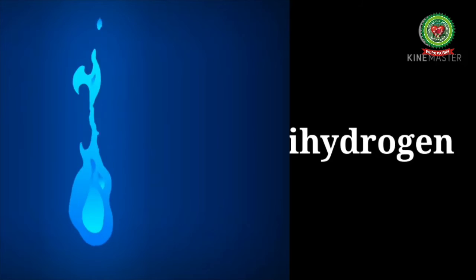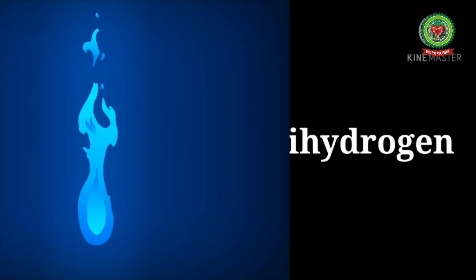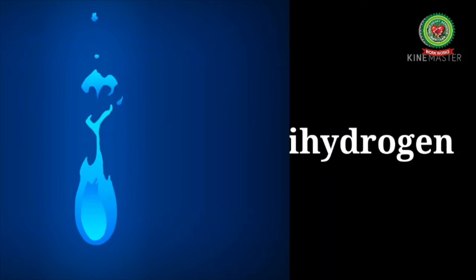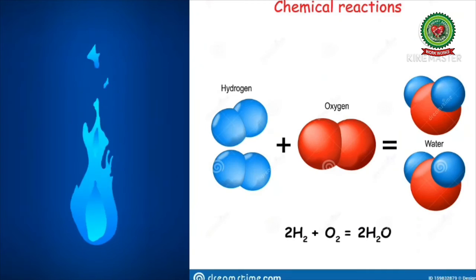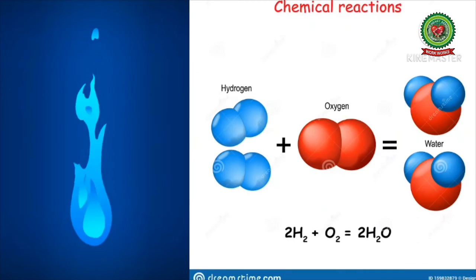Let's study the chemical properties of dihydrogen. Dihydrogen is inflammable or highly combustible gas. It burns with a blue flame in the oxygen atmosphere. On burning, it forms water.